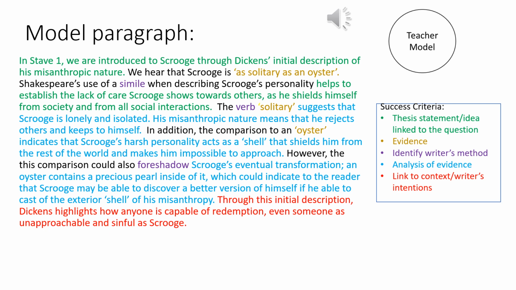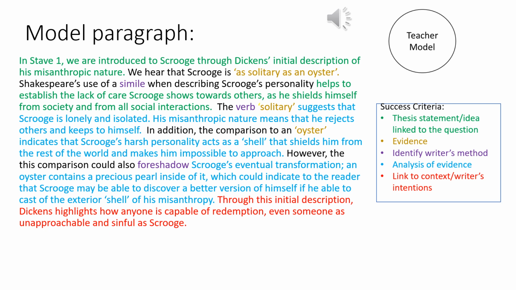Okay, and lastly, here is our model paragraph. So I've taken everything that we've done so far, the thesis statement, the evidence, and the explosion, and I've put it into a paragraph. You can see there that the success criteria is highlighted, colour-coded. We've got our thesis statement, our response to the question, we've got our evidence, we've got the writer's method identified, we've got the analysis of evidence, and we've also got our links to context and particularly the writer's message or intentions.